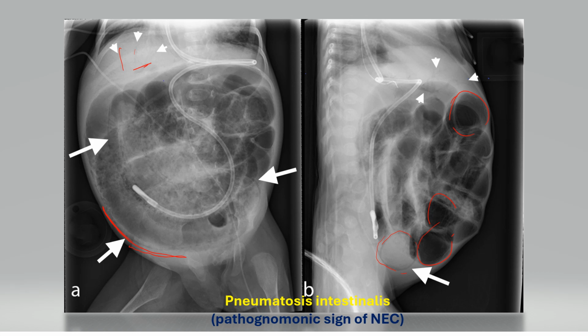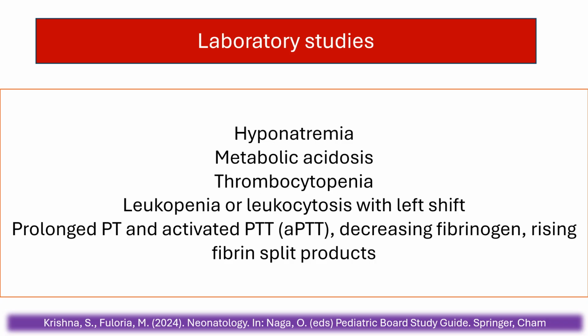Remember, pneumatosis intestinalis. Laboratory findings in case of NEC: hyponatremia, metabolic acidosis, low platelets or thrombocytopenia, leukopenia or leukocytosis with left shift, prolonged PT and PTT, decreased fibrinogen, rising fibrin split products or DIC.